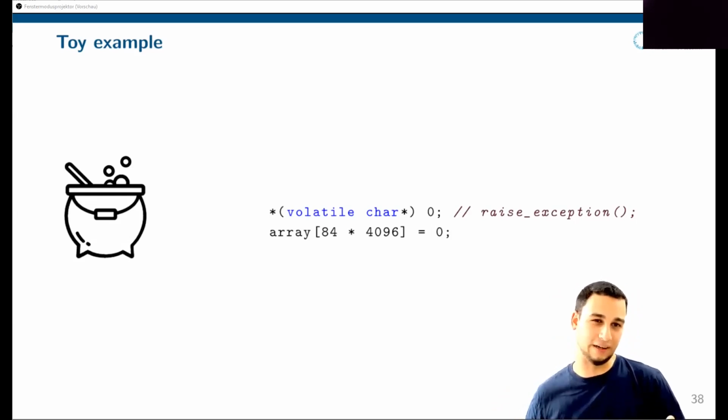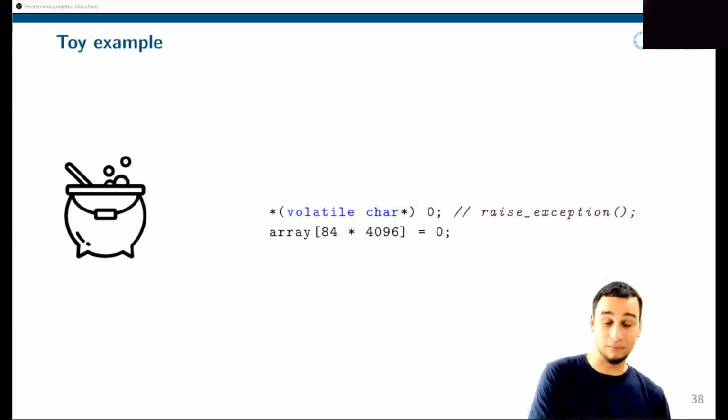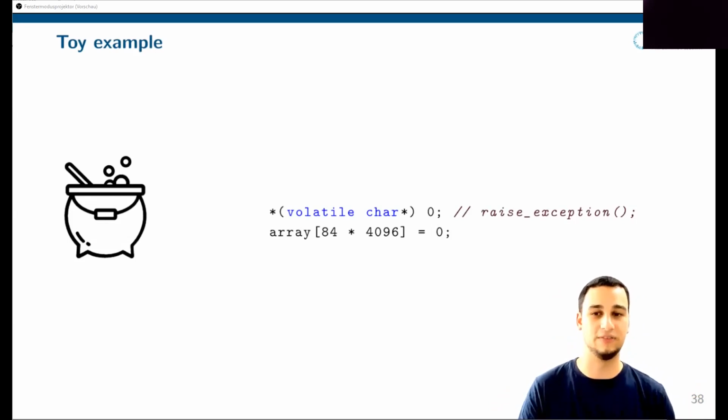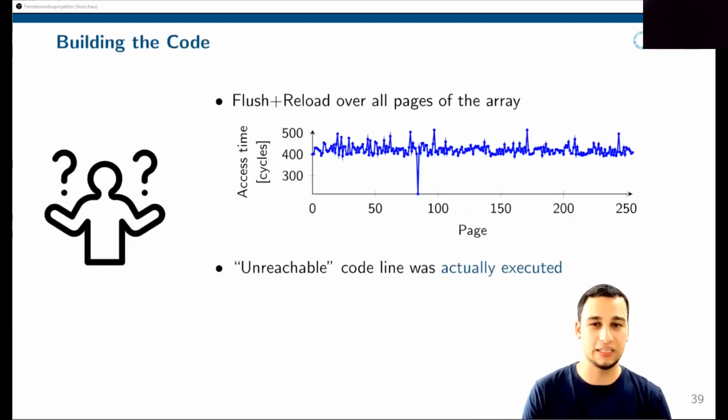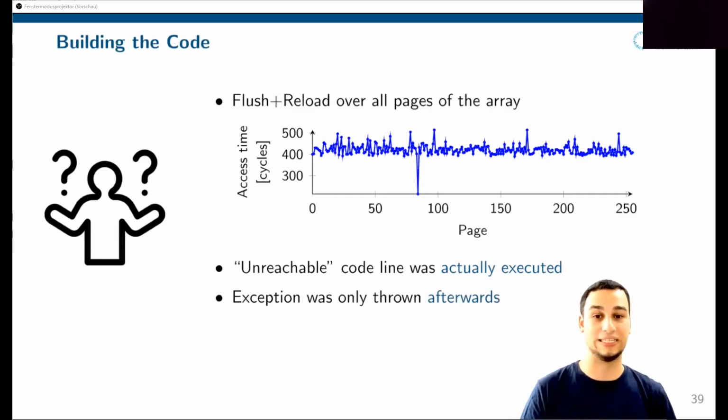And now we can look, can the receiver see that? Can the receiver see that we accessed page 84? Although the sender crashed before, it never really accessed it. So we look at this flush and reload over all these pages and we see, yes, the receiver actually sees that this one is cached. So this unreachable code line was really executed and left traces in the cache. And afterwards, the exception was thrown, our sender crashed.